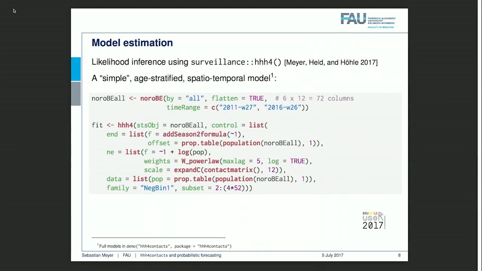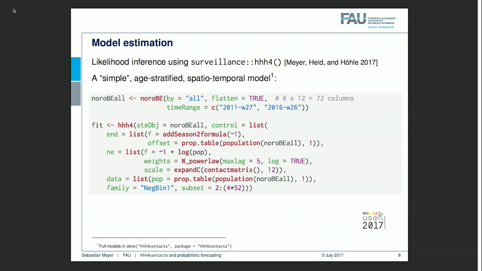Okay, the model estimation works via maximizing the likelihood using a function in the surveillance package called hhh4. This is the main model class. And here's some code of a simple such model.